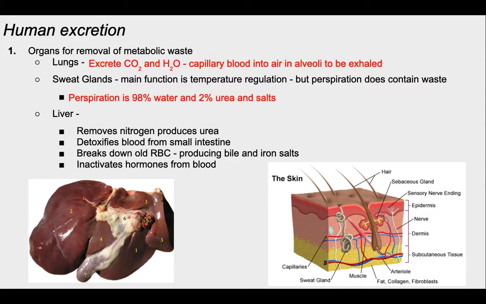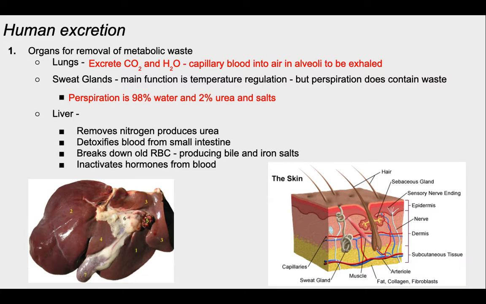Sweat glands. Sweat glands' main purpose is for thermoregulation, but sweat does contain waste materials as well. Most sweat is water, but urea and salts are also excreted in sweat, or perspiration.